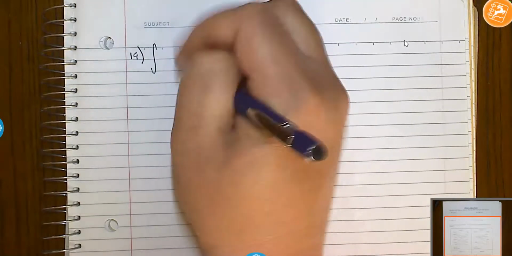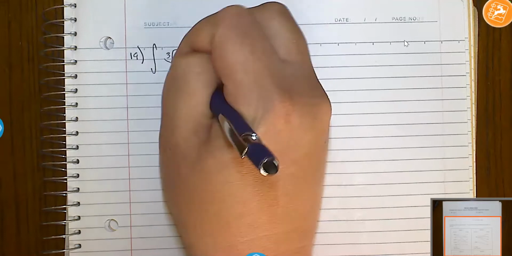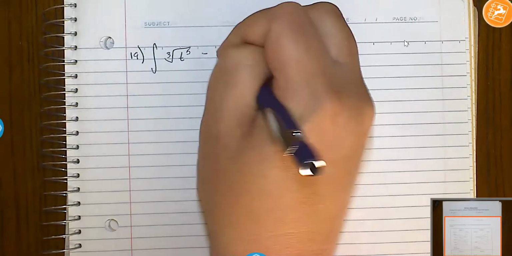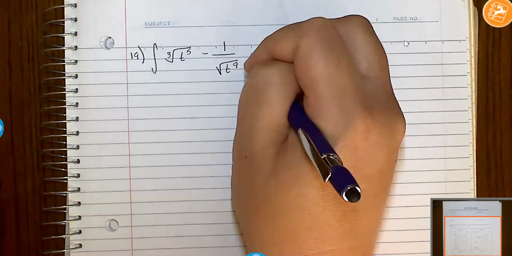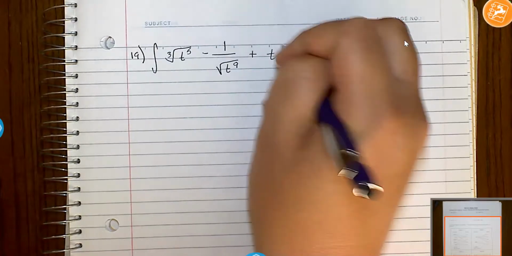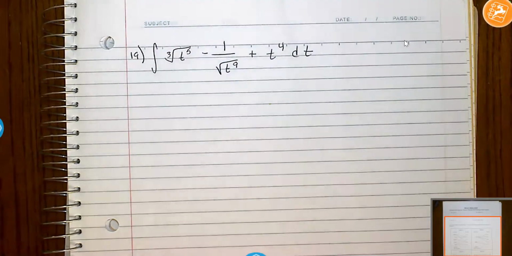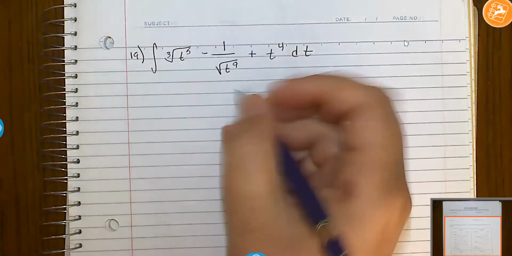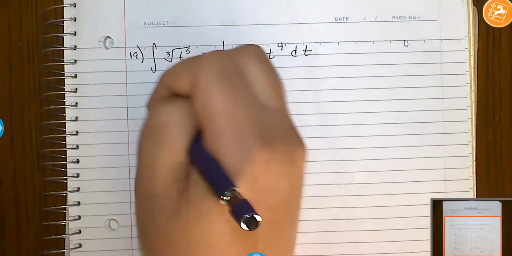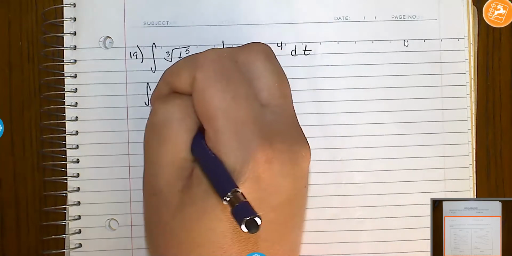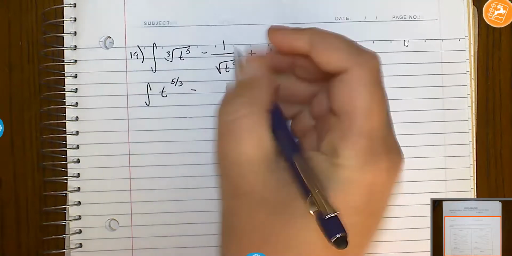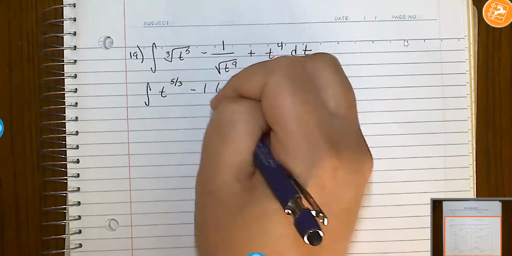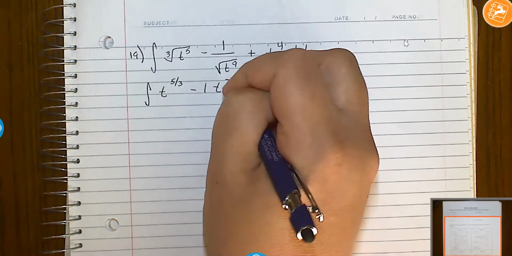Number 19, we have the integration of the cube root of t to the fifth minus 1 over the square root of t to the ninth plus t to the fourth dt. So if we rewrite this, it's going to be a little complicated because I have that square root in the denominator. We have the integration of t to the 5/3 minus 1t to the negative 9/2.